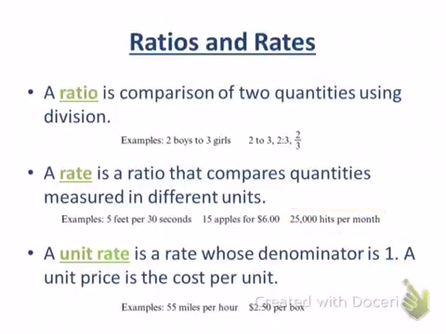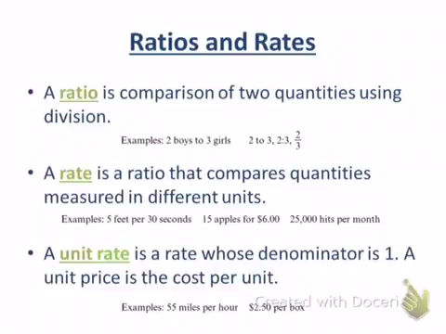All right, a unit rate is a rate whose denominator is 1. Okay, and that's a new definition. A unit rate is a rate whose denominator is 1. A unit price is the cost per unit. For example, 55 miles per 1 hour. That's a unit rate. The denominator is 1 hour. And then $2.50 per box, that's a unit rate.